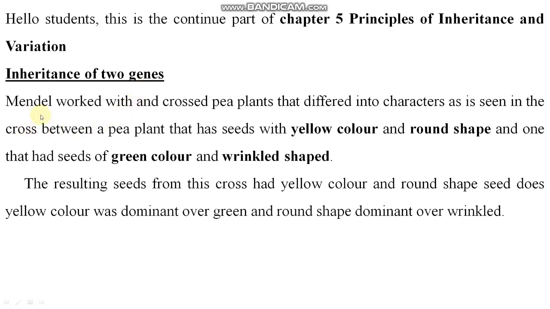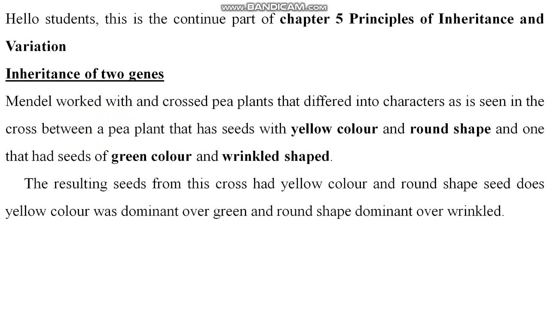You people know about Mendel, Gregor John Mendel. He is the father of genetics. He worked with cross pea plants that differed in characters, as is seen in the cross between a pea plant that has seeds with yellow color and round shape and one that had seeds of green color and wrinkled shape. So students, in last classes we have just discussed the inheritance of one gene, about monohybrid cross.